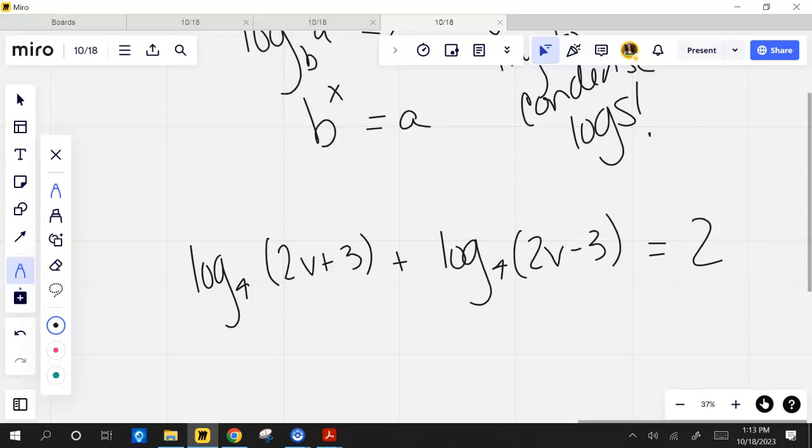This is not on yours. It's practice. All right, so how can you condense it?